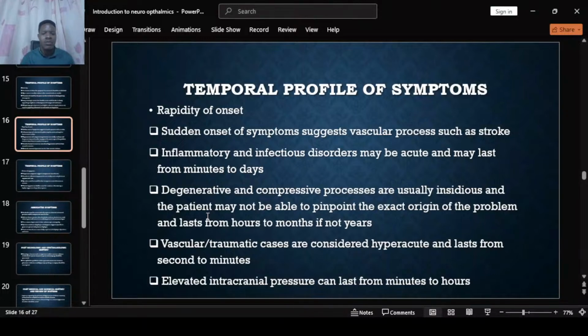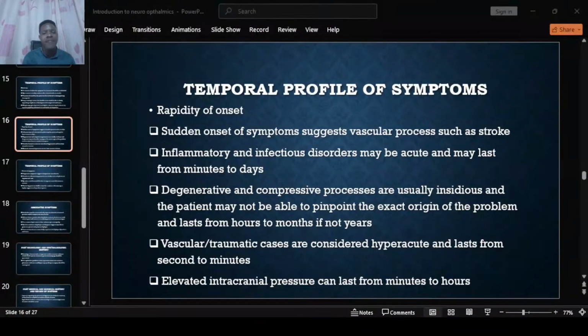Sudden onset of symptoms suggests vascular processes such as stroke. So vascular lesions usually happen suddenly. Most times they won't give you a sign, they just happen suddenly. Are we together? Then inflammatory and infectious disorders may be acute and may last from minutes to days. So when we are looking at inflammatory disorders or infections, they usually start for minutes and can even last for days. So it is important to know if we are dealing with a vascular issue or an infection issue.